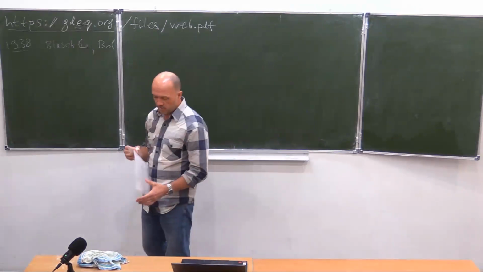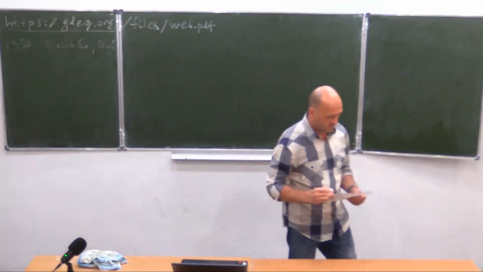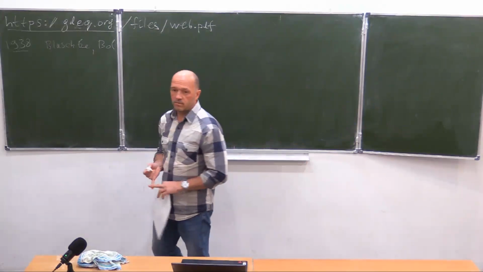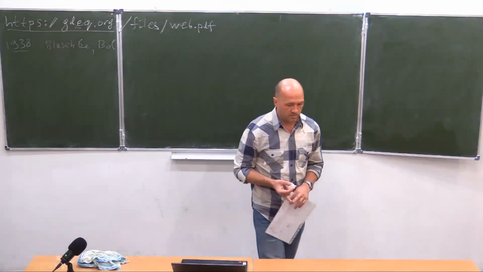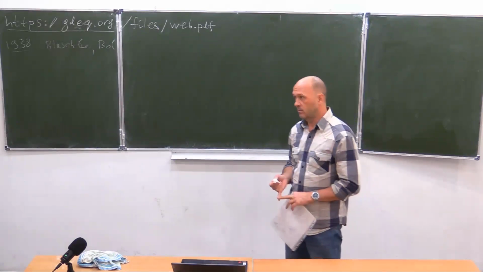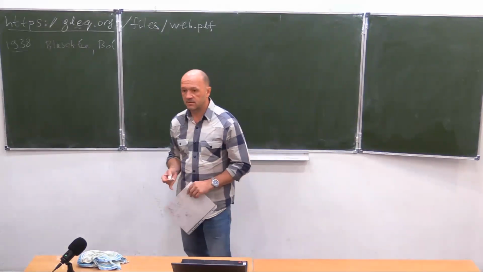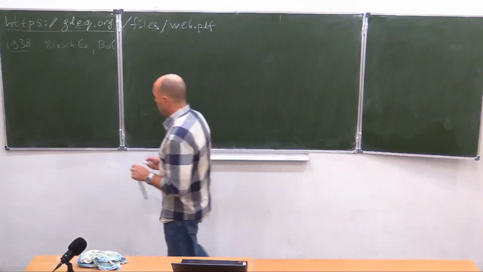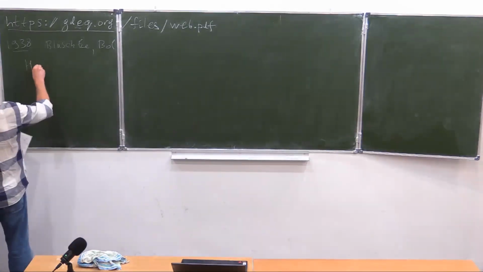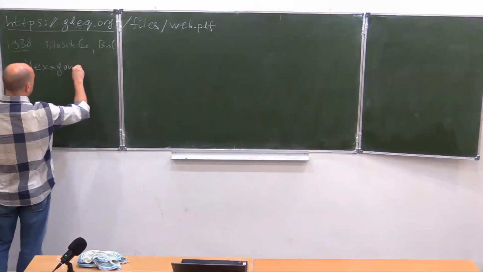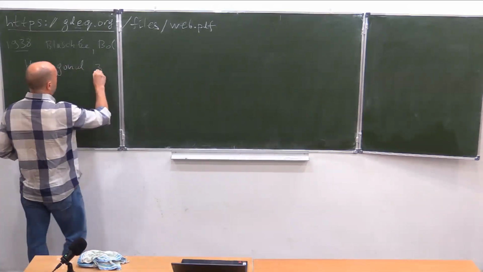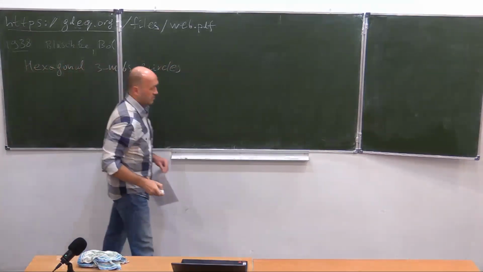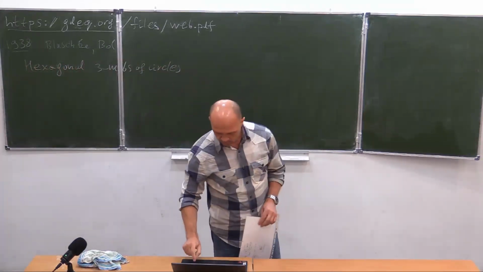It is the first monograph on the web theory, which is still the main reference on this area of differential geometry. And in this book, they have collected a lot of problems. Not all of them were new, but many of them are still open. One of these problems is to describe hexagonal three webs of circles, or I will call them circular hexagonal three webs.